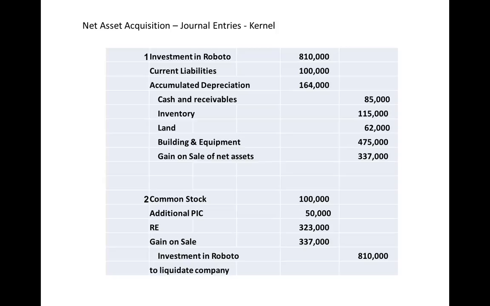The only thing that remains after this journal entry 1 is a debit to investment in Roboto for $810,000, and then the equity of Kernel. Again, remember we sold all the net assets. So generally what will happen is we'll liquidate the company, and to do that we'll credit investment in Roboto and debit the equity accounts. What will actually happen in practice is this will occur, and then the shares of Roboto stock will be issued to each of the Kernel shareholders in whatever proportion they owned before the sale took place.